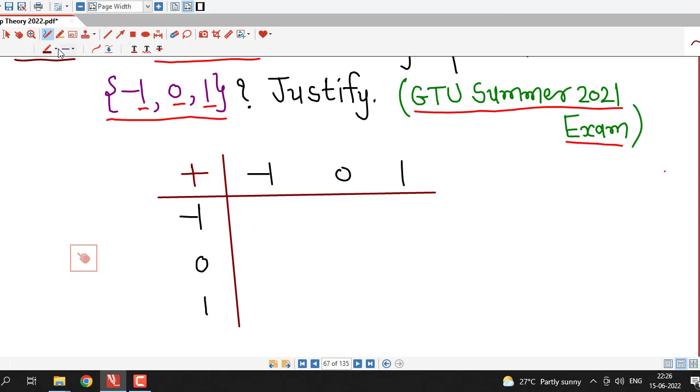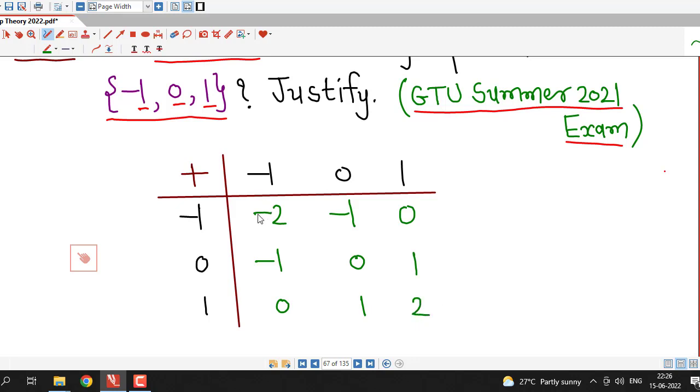So now we write down all the entries in the composition table. We start with the first element -1. So we take addition of -1 with -1, 0 and 1. We know that -1 plus -1 is -2. Similarly, -1 plus 0 is -1, and -1 plus 1 is 0. Then 0 plus -1 is -1, 0 plus 0 is 0, 0 plus 1 is 1, 1 plus -1 is 0, 1 plus 0 is 1, and 1 plus 1 is 2.